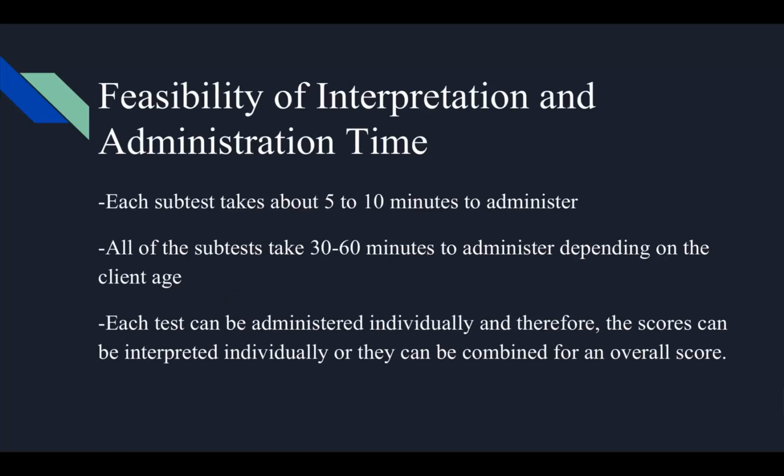In terms of timing, each subtest takes about 5 to 10 minutes. Together, all the subtests can take 30 to 60 minutes depending on the age of the client. Each test can be administered individually, and therefore the scores can be interpreted individually, or they can be combined for an overall score.